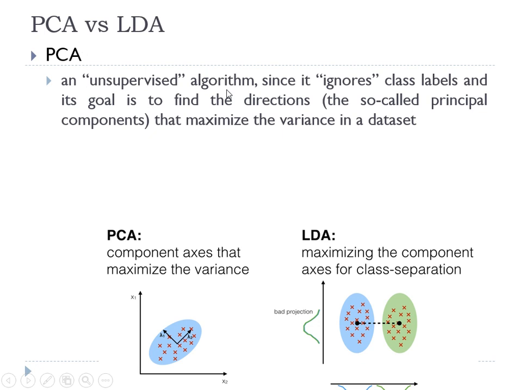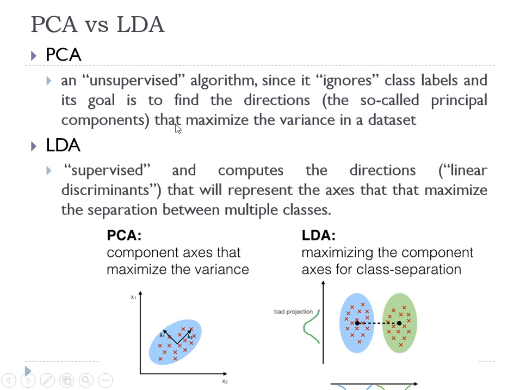Other than that, the main difference is, as I told you, PCA is an unsupervised algorithm, right? So basically here you will be doing classification for data sets where there are no labels. Why? Because PCA ignores the class labels, and the goal of PCA is to find the directions which have maximum variance, directions which are nothing but the principal components. We saw this in the last class.